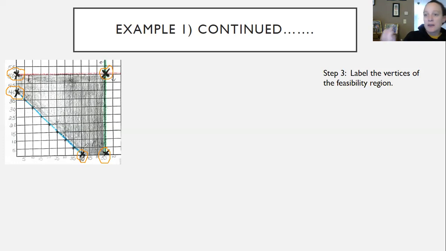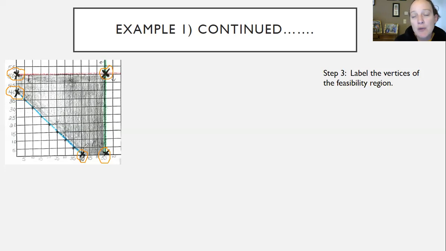And here's the thing about these maximizing or minimizing problems: because all of these were greater than or equal to, every single point in the shaded region and on the lines will work. But because we're trying to maximize profit, all of those corner points will give us the answer. We don't have to check everything. All we have to do is check the corner points to get our maximum.